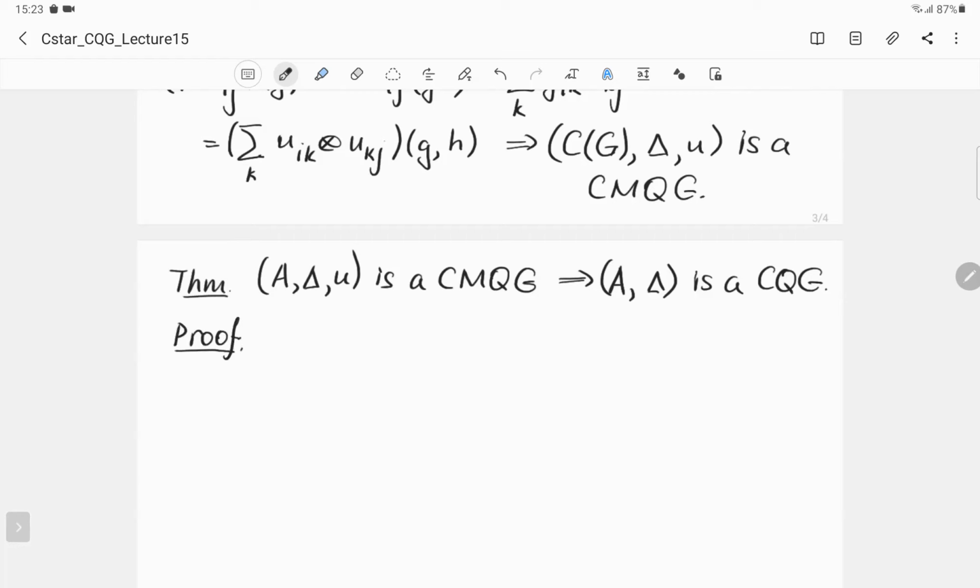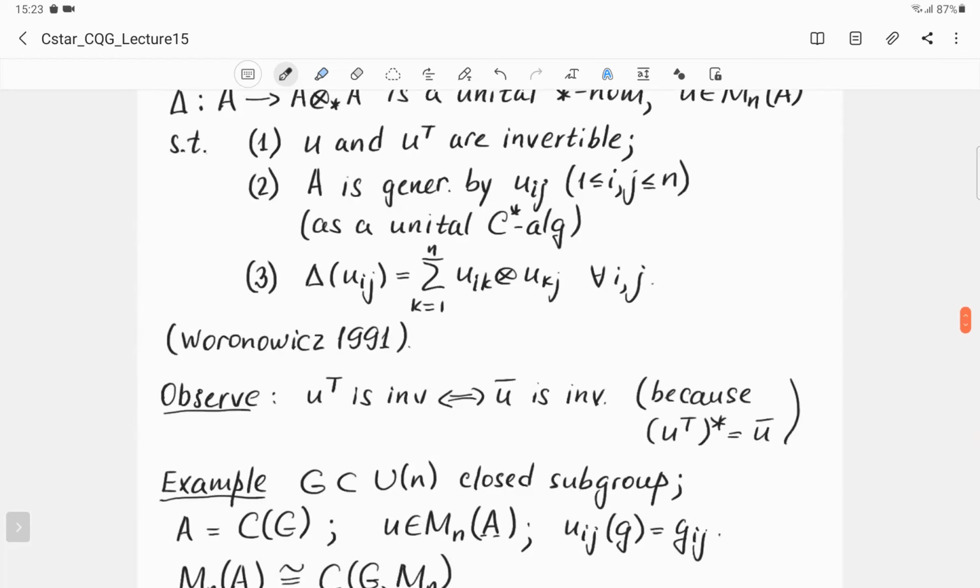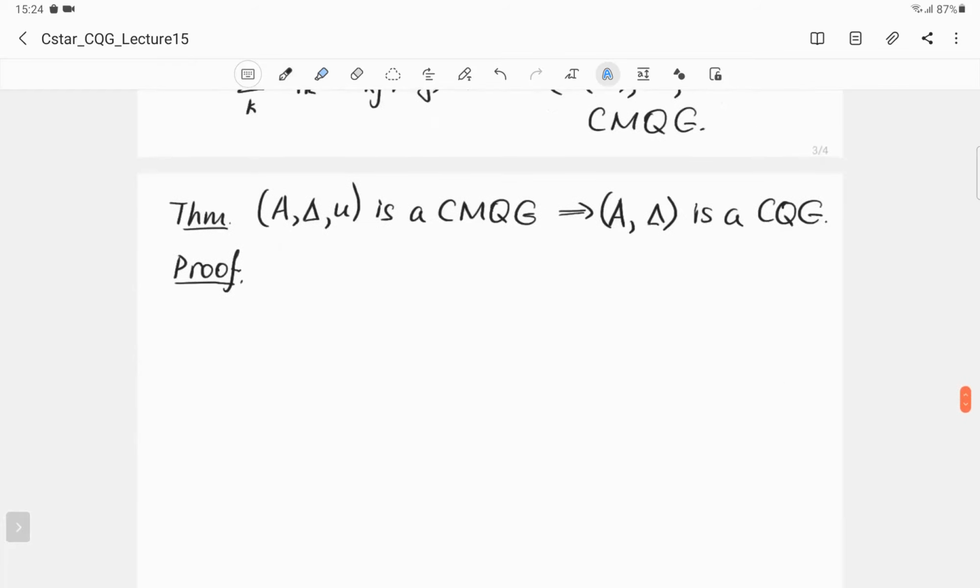Okay, so first of all, we start with a simple exercise, which is a part of the proof. The co-associativity of the co-multiplication easily follows from axiom 3. So this formula, together with the assumption that A is generated by Uij, modulo some little calculation, shows that delta is co-associative. So axioms 2 and 3 imply that delta is co-associative.